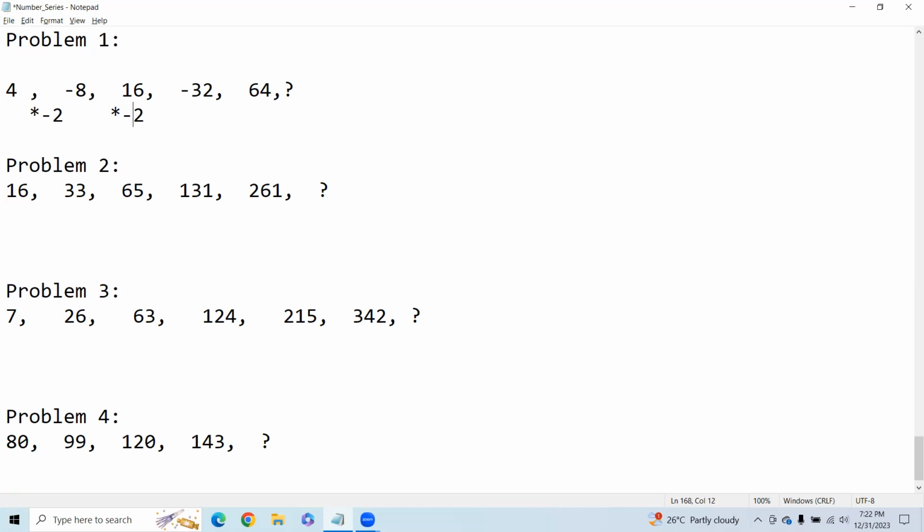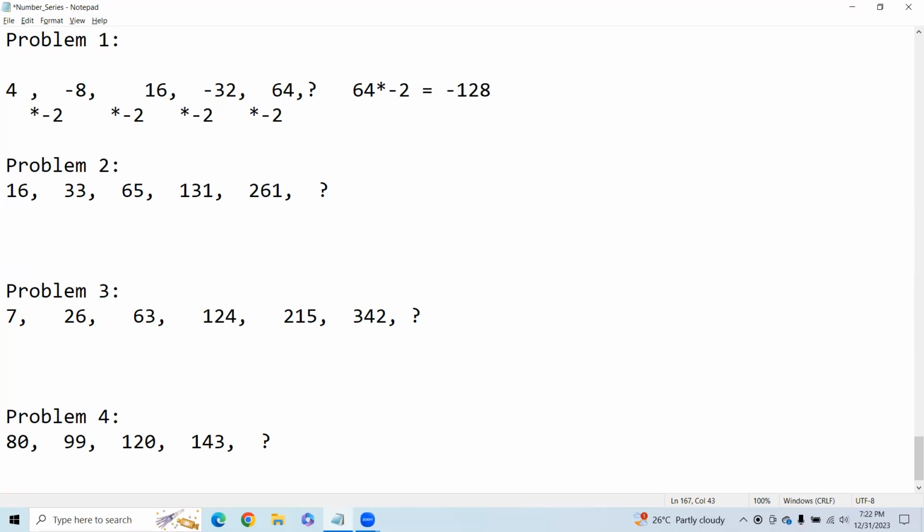Minus 8 into minus 2 is plus 16. When we have a minus into minus, we get plus. 16 into minus 2 is minus 32. And similarly, minus 32 into minus 2 is plus 64. So to get our answer, 64 into minus 2. So minus 128.